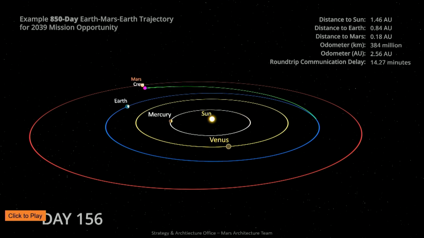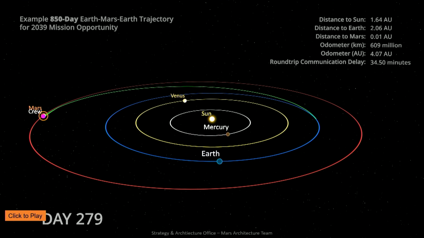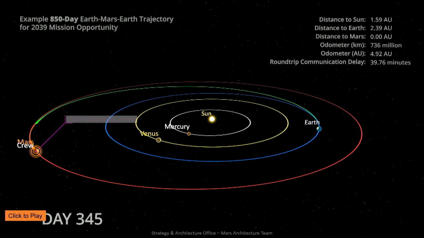One thing I want to note, top right here, you will see some numbers ticking up. The odometer that we have to travel is pretty significant. The distances and the round trip communication delays are all dramatically different from our current experience. This particular example trajectory is 850 days round trip. It's in between your short 2-year class mission and a long stay mission. It kind of bridges the middle.